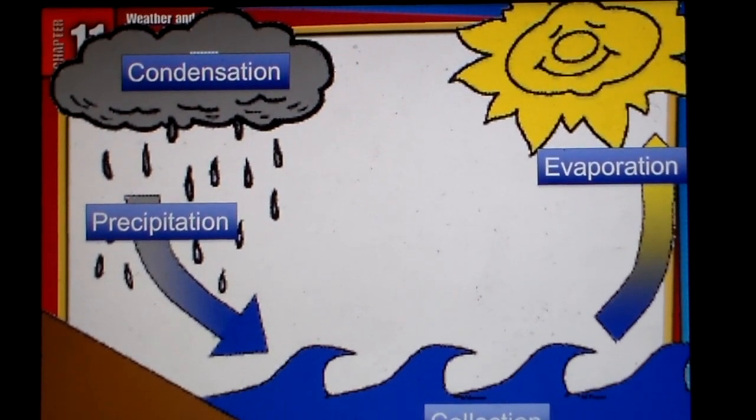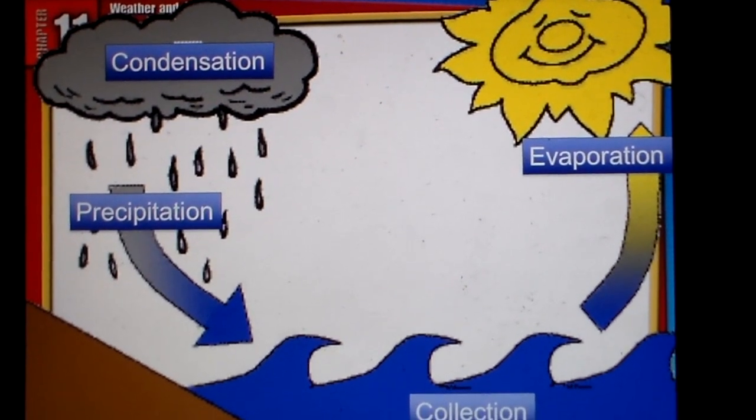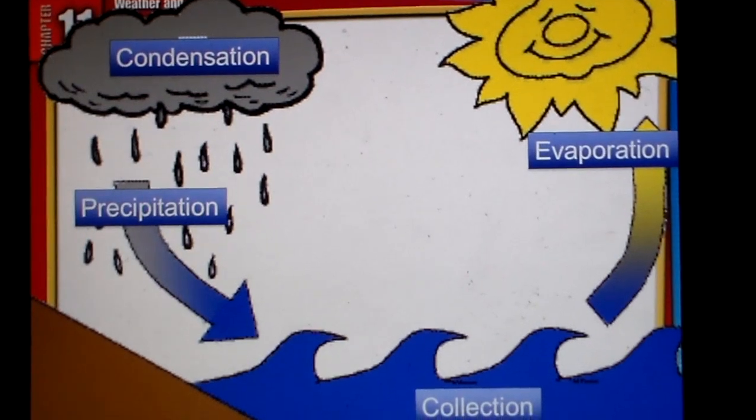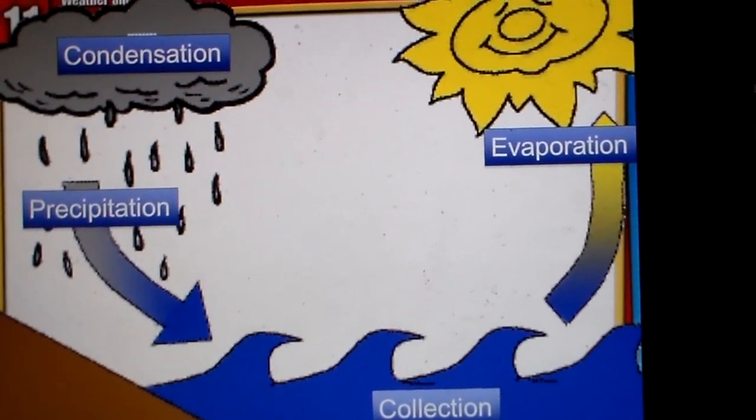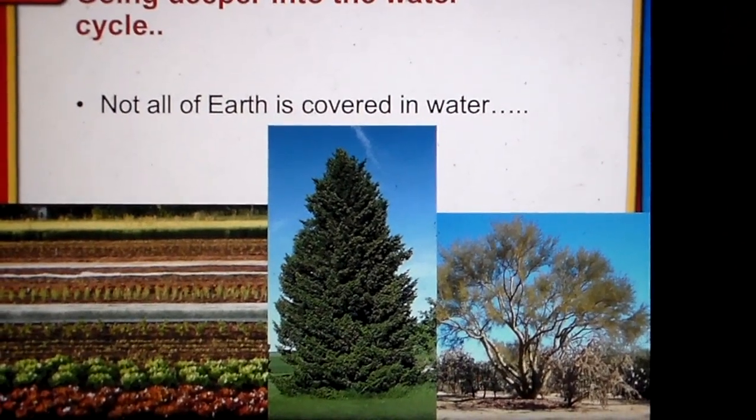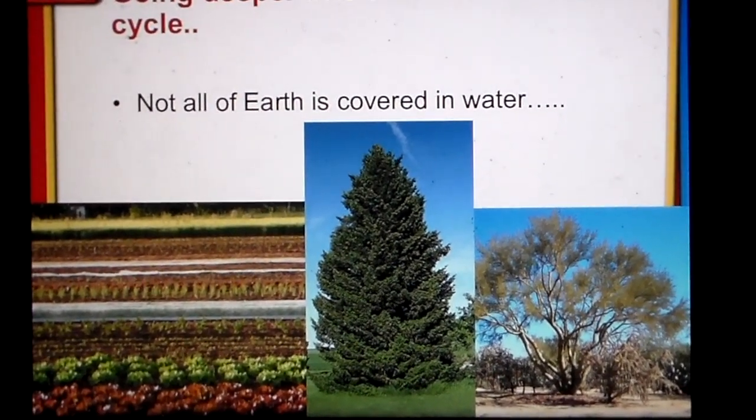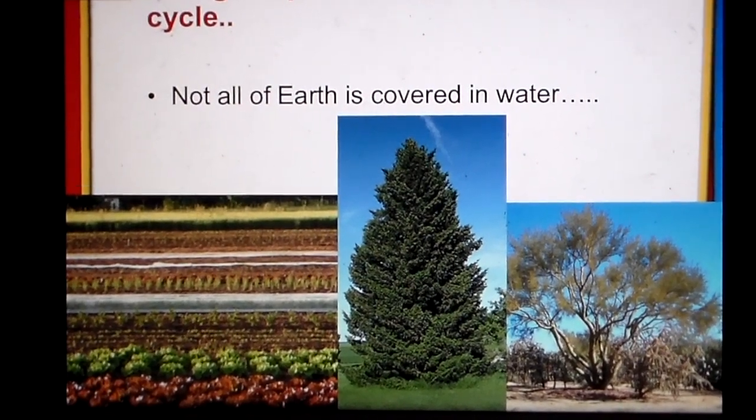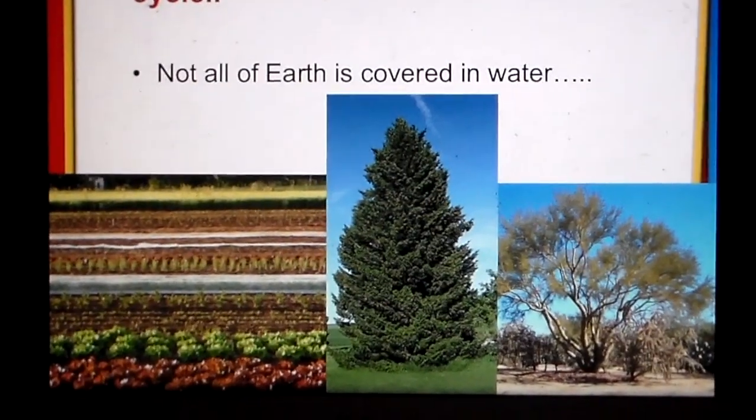But most of us, when we think about collection, tend to think of water that's sitting in lakes or ponds or oceans or puddles, and we tend to forget that there's water in other places, right? We have to remember that not all of Earth is covered in water. We do have land, and that land is covered with living things. In particular, the living things I'm talking about are plant life.